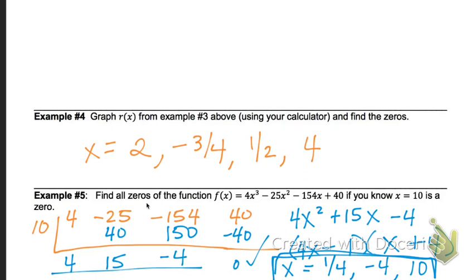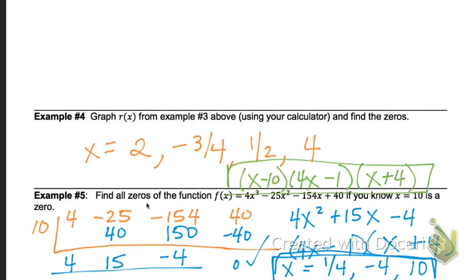If I ask what the completely factored form of this equation would be, what would it be? X minus 10, 4x minus 1, x plus 4. Right? And then x minus 10, yes. So that if I asked for the completely factored form, that's what that would be. Oh, we're not done.